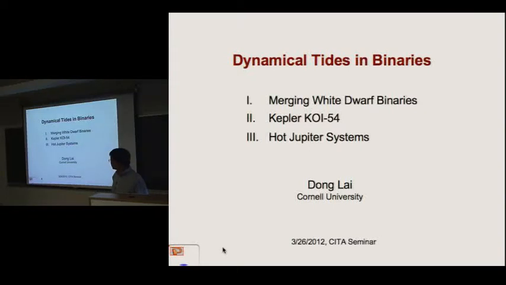done his PhD from Cornell, then worked at Caltech as a postdoc, and since then has been a professor at Cornell University. He works on compact objects, accretion disk, exoplanets, probably many other things that I forget about, and today he's going to talk about dynamical binaries.